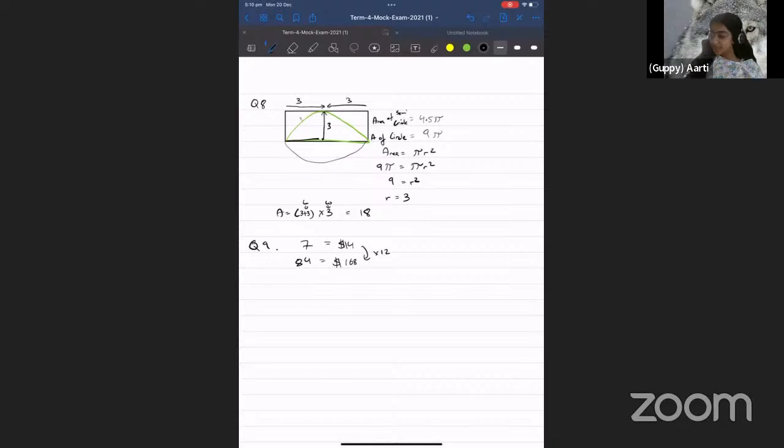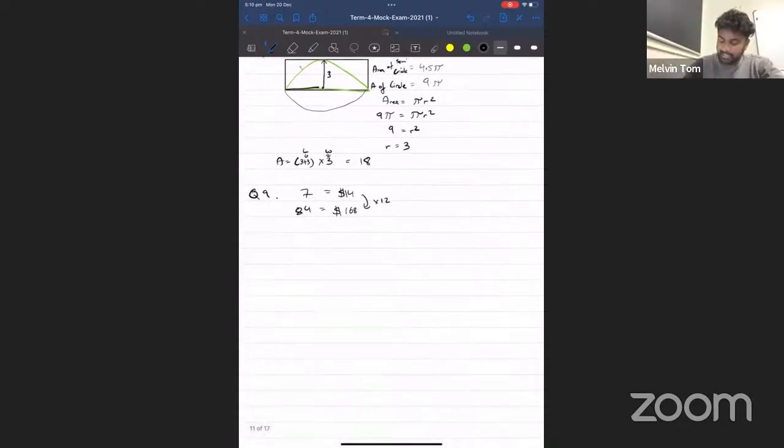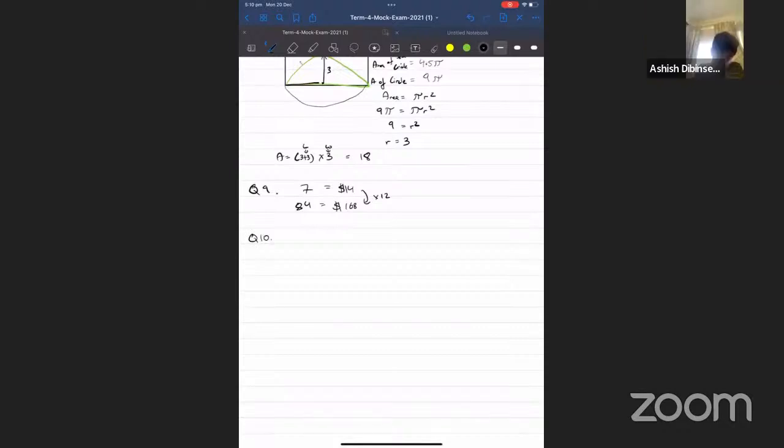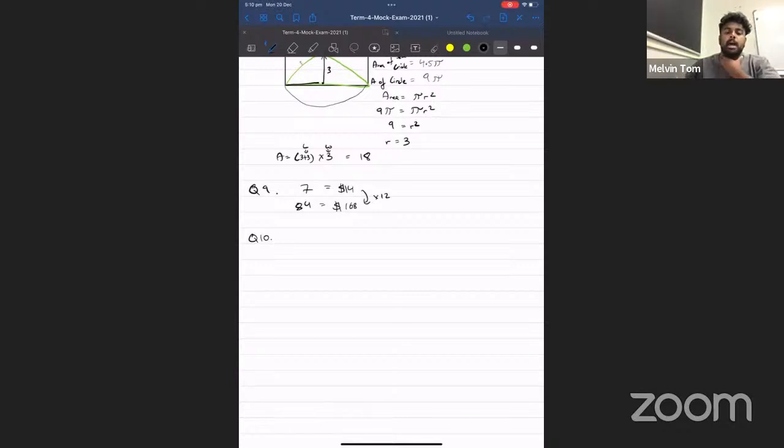Question number 10. Dion has a box with length, width, and height. Yes, it's a cube. Pardon? With length, width, and height. Wait, hold on. I'm gonna break my glasses with a pen.